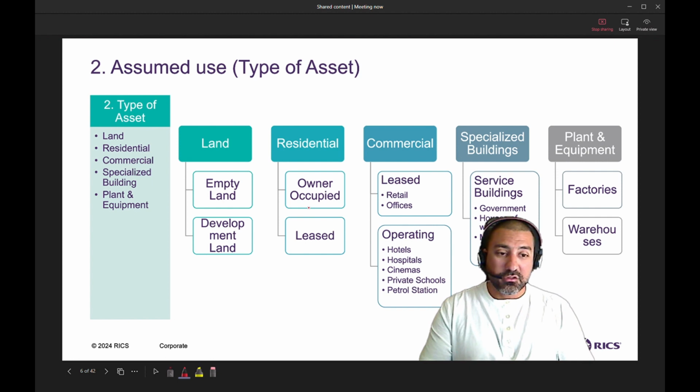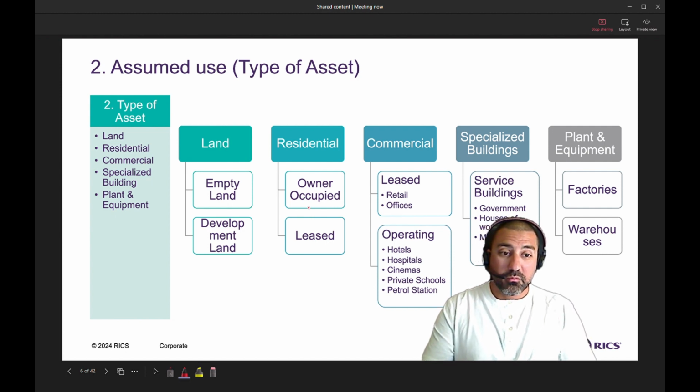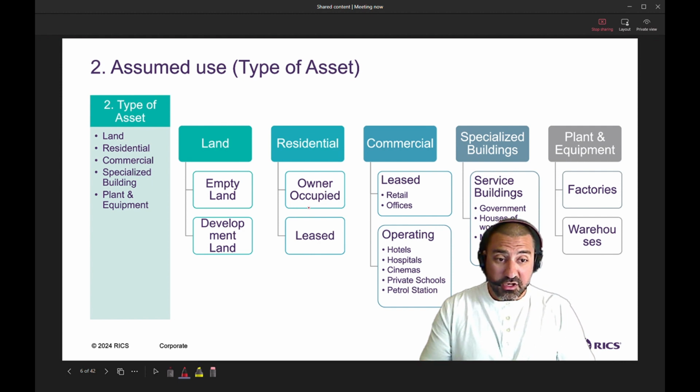Or if you do a term and reversion, an investment method on it, you are not bogged down by an existing lease on it. After you study the demand and supply in the market, you can assume that it's going to be leased at market rent, for instance, which influences its value. But if it's already leased and there's already a contract on it, let's say a multi-year lease, maybe a long-term lease or a short-term lease, then you have to put that lease into effect.